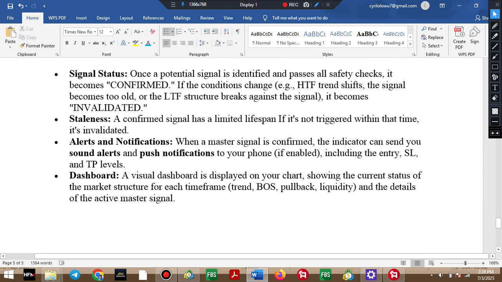Then point 3, alert and notification. When a master signal is confirmed, the indicator can send you a sound alert and push notification to your phone if enabled, including the entry, SL and TP levels. That means it's going to pop up, just like I told you that you don't have to be on your laptop all the time if you have access to a VPS. So once you set this on your mobile phone, your data should be on, and then the rest will be taken care of.